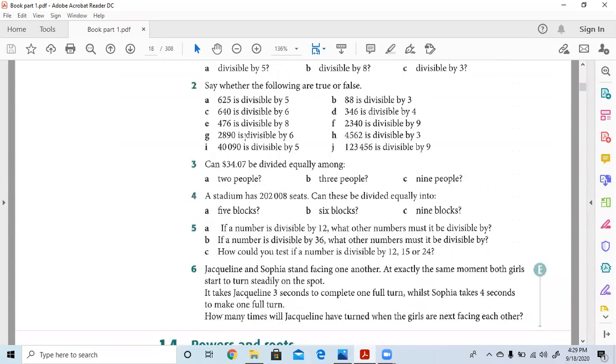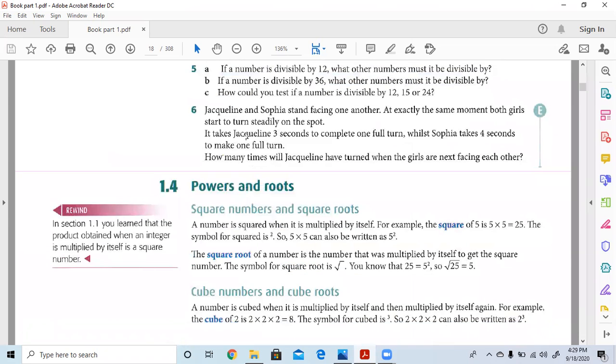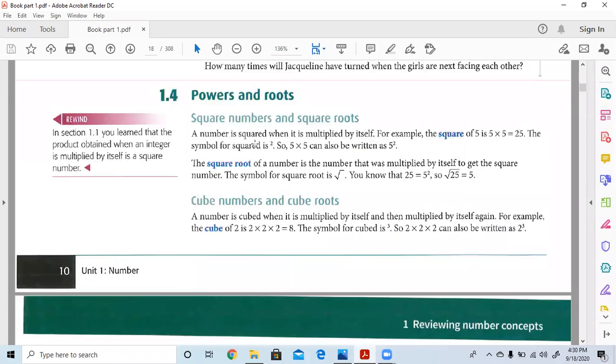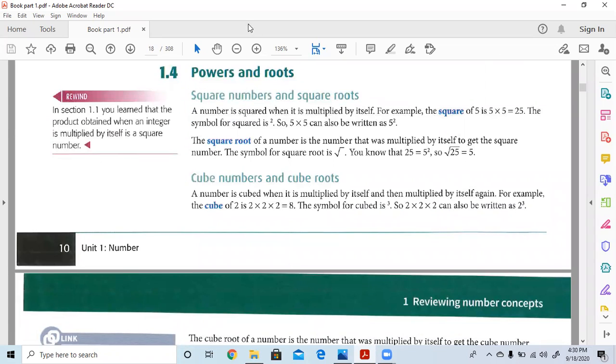So as I told you, 1.11 was your homework, and I already taught you this. In 1.11 I briefly told you about power and root, square number and square root. Square numbers are different and square roots are different.